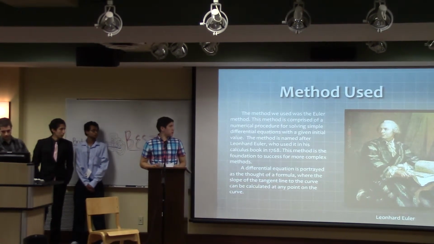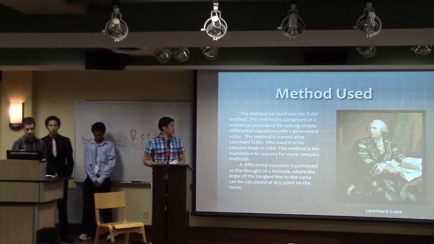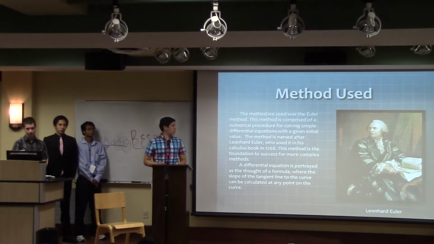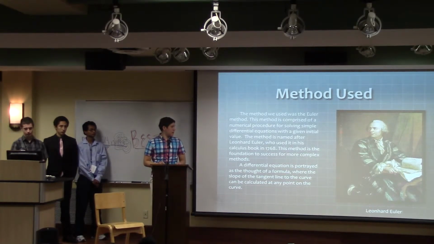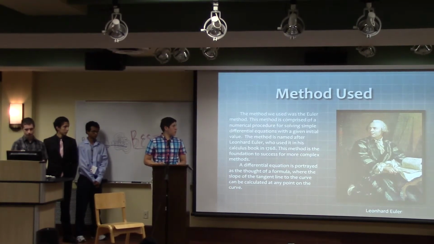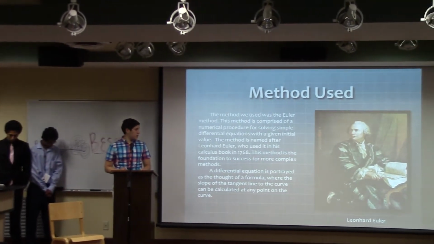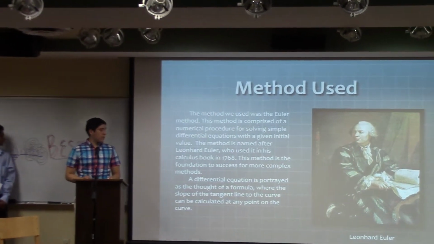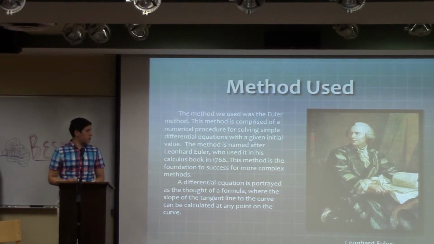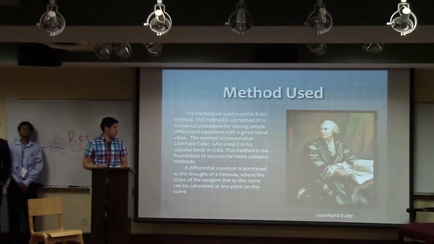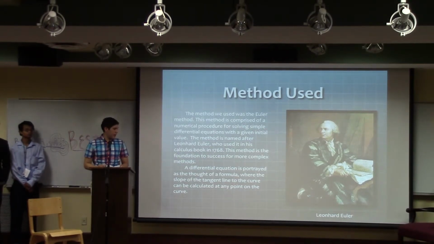The method we used was the Euler method. This method is a numerical procedure for solving simple differential equations with a given initial value. The method is named after Leonhard Euler, who used it in his calculus book in 1768. This method is a foundation for many more complex methods in calculus. A differential equation is a formula where the slope of the tangent line to the curve can be calculated at any point on the curve.